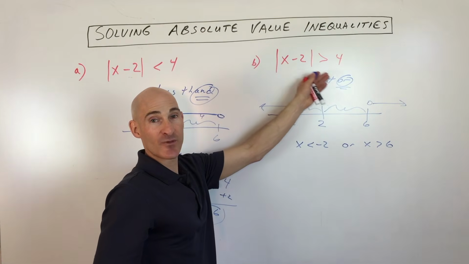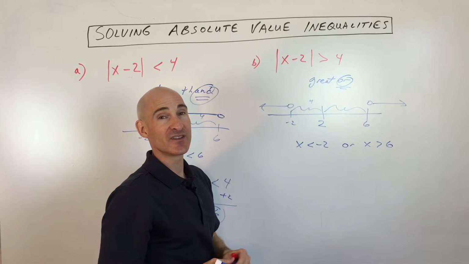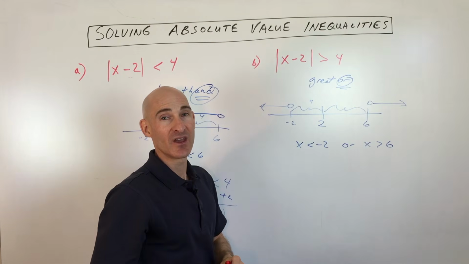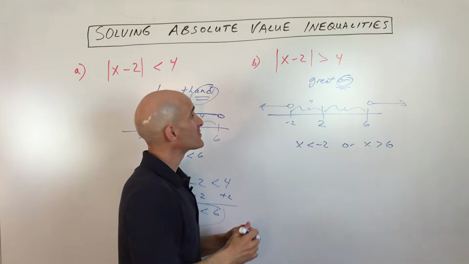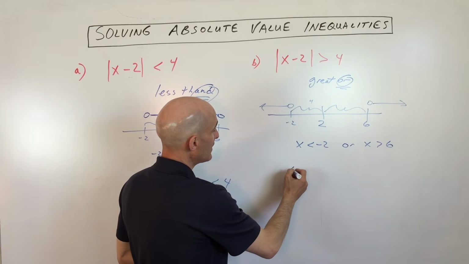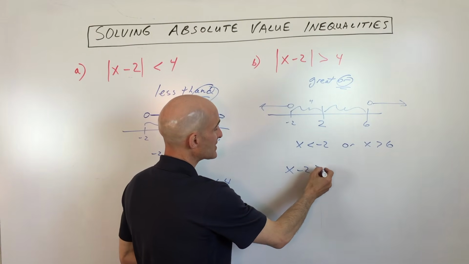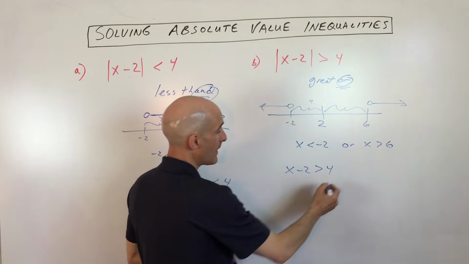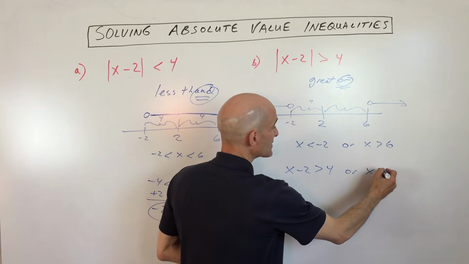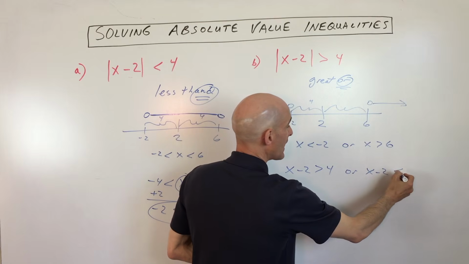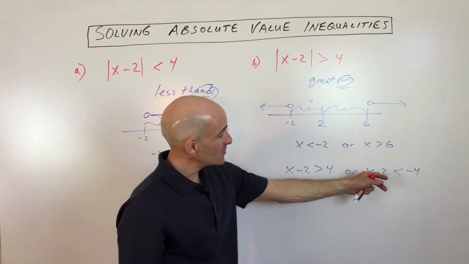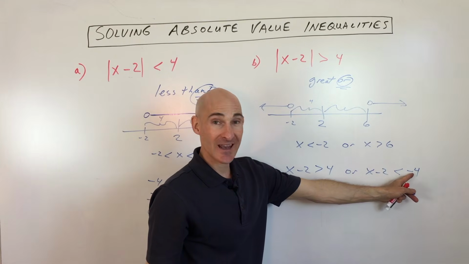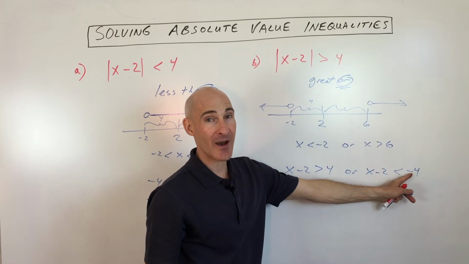Now like I said before, you might have a more complicated problem than this. It might not be so easy to graph it like I just did. So what you can do is use this algebra way of solving it. You're just going to split it up into two inequalities. x minus 2 is greater than 4, or x minus 2 is less than -4. Oh, wait a second. What did I do right there? I switched the inequality sign and I switched the sign of this number to the opposite.